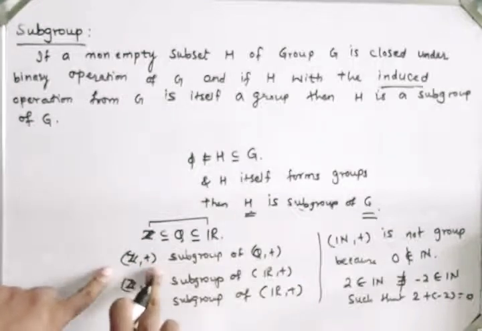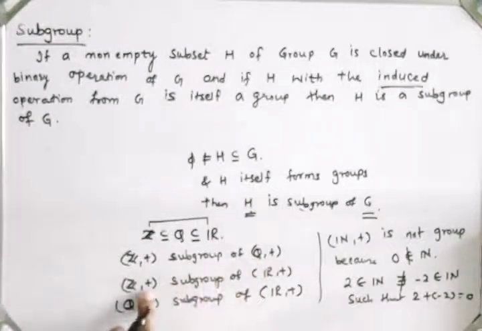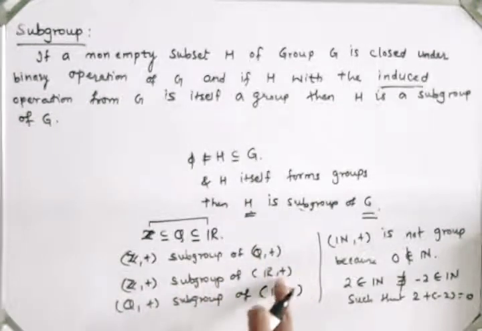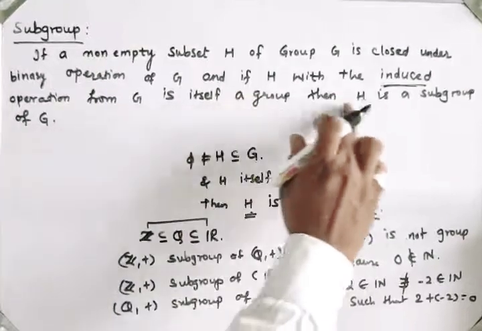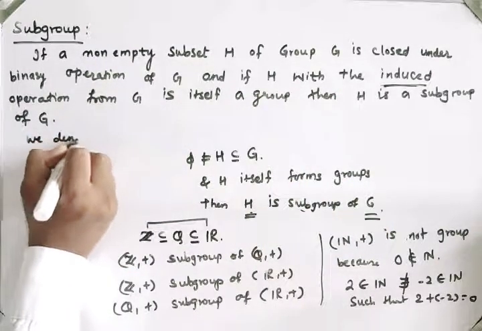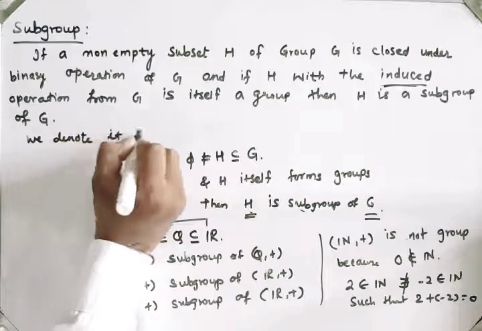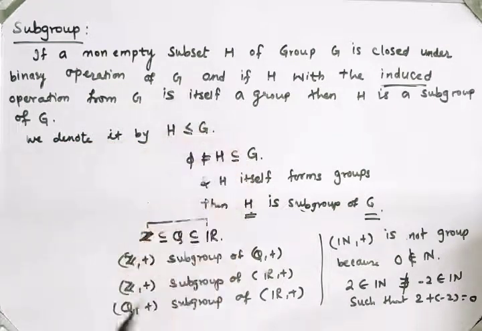Therefore Z under addition is a subgroup of Q under addition. So Z under addition is again a subgroup of real numbers. R under addition, set of rational numbers under addition, is again a subgroup of real numbers under addition. So yes, when H is a subgroup of G, then we denote it by the notation H is a subgroup of G.